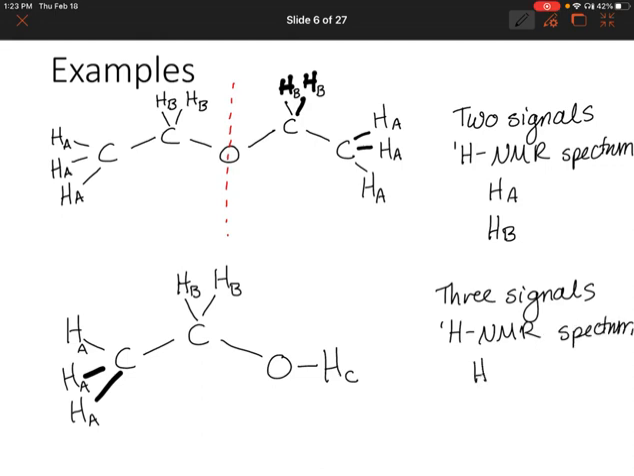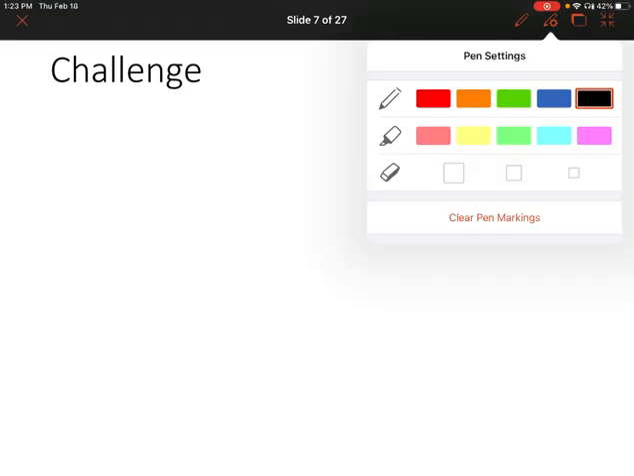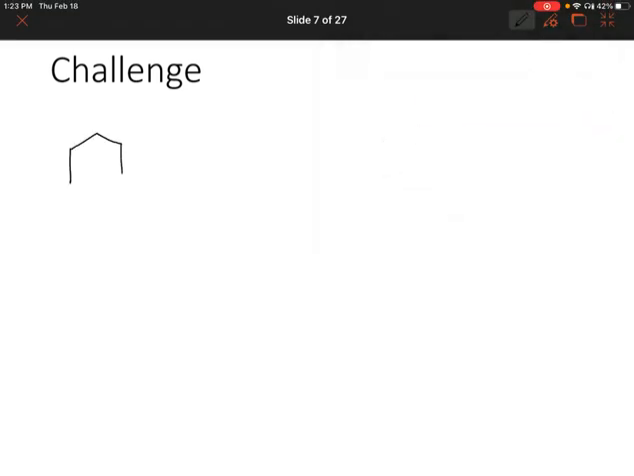All right, so we'd have a signal for HA, a signal for HB, and a signal for HC. All right, so let's do a challenge problem. I'm going to give you a molecule, and I'm not going to draw the hydrogens this time. But I want you to figure out where the hydrogens are on this molecule and whether you have one signal, two signals, or three signals, etc.